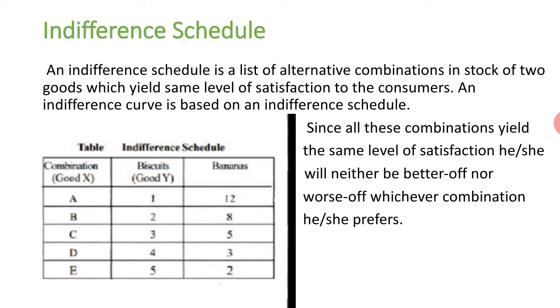From this indifference schedule we can see that the consumption of biscuits is increasing whereas the consumption of bananas is decreasing gradually. Since all these combinations yield the same level of satisfaction, the consumer will be neither better off nor worse off whichever combination he or she prefers. In all combinations A, B, C, D and E, the consumer gets the same level of satisfaction. So the consumer can prefer any combination, B or D, he gets the same level of satisfaction.